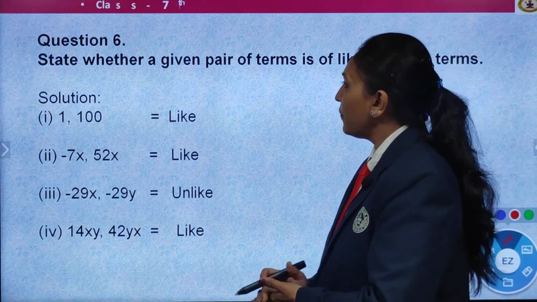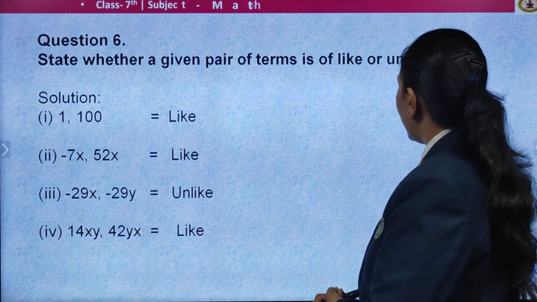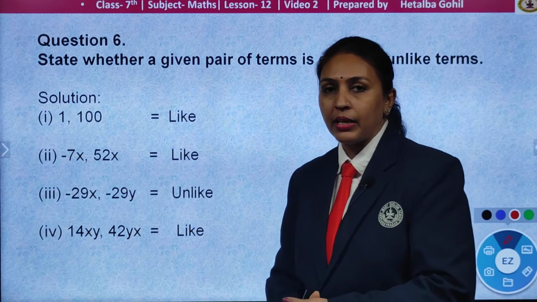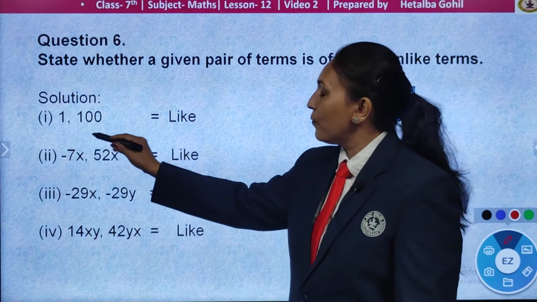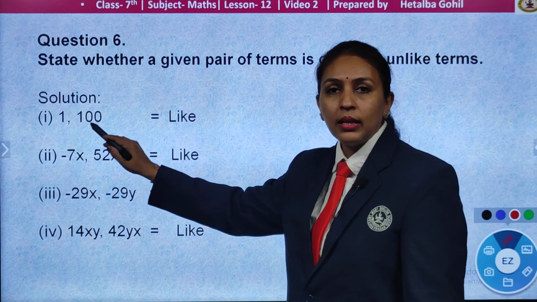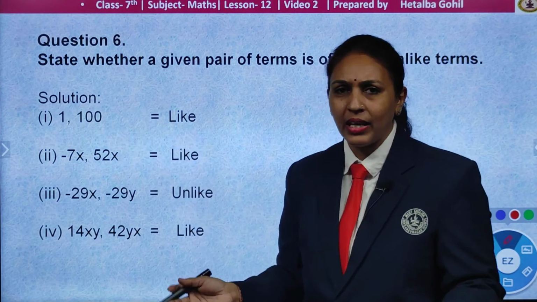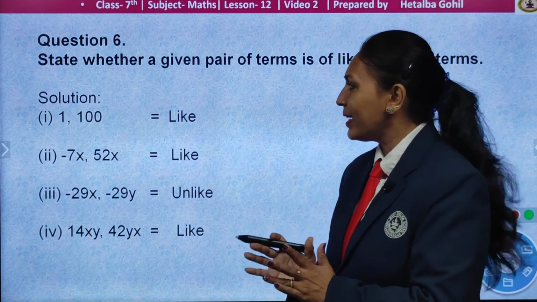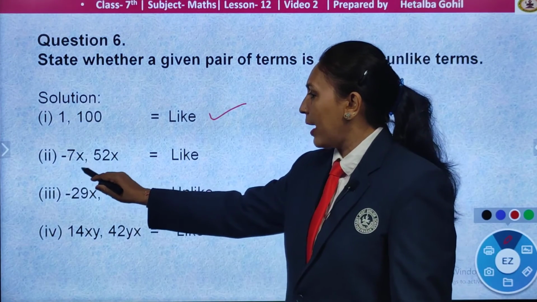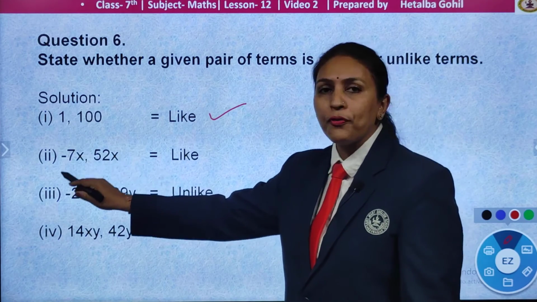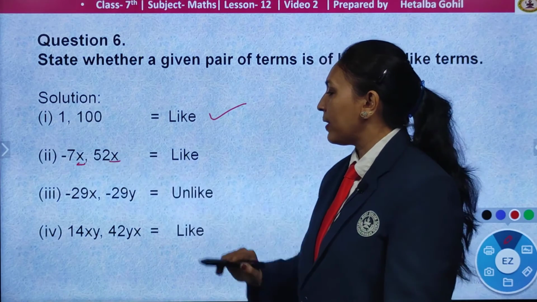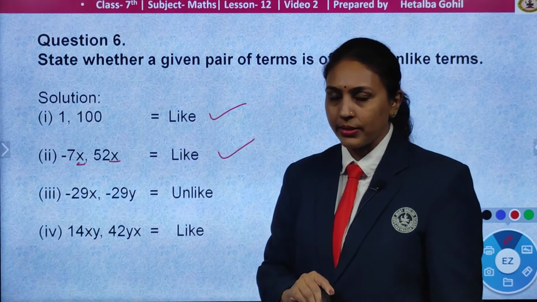Now, state whether the given pair of terms is like or unlike term. For like terms children, we should have the same variable and the exponent. So first one, let us try 1 and 100, they both are numerical coefficients. There is no other variable, it is constant numbers only, so they are like terms here. Then minus 7x and 52x, though the coefficients are different, we don't have to look at the coefficient, only the variables. Both have the same, that means it is a like term.